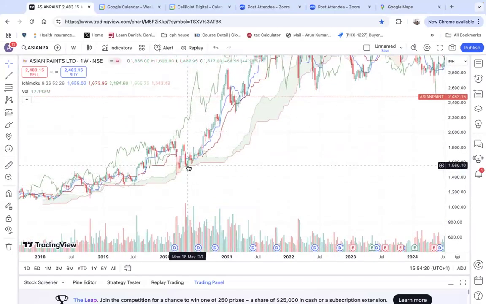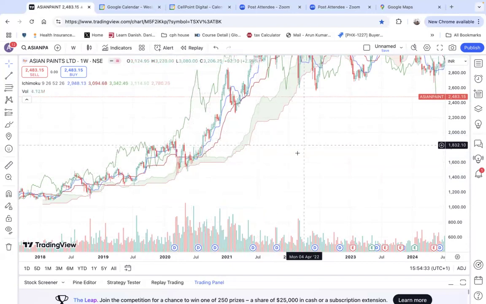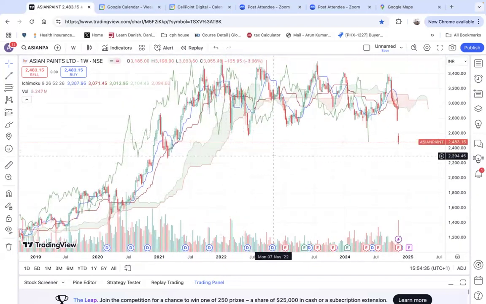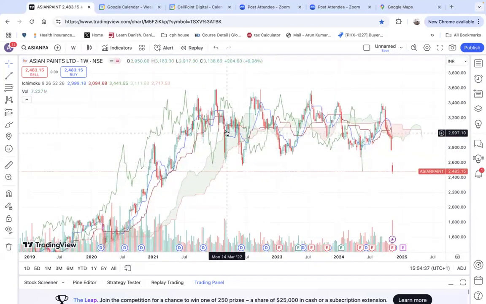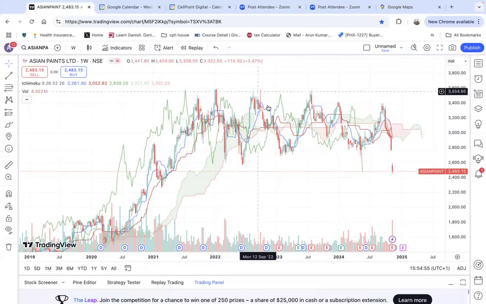From 2020 onwards, this is bullish, goes up, and everything is above the cloud. Now here it took support. In March 2022, it took support of the cloud and went up, but then it did not do a higher high. It did a lower high. So this is one bearish signal right in April 2022 itself. It went down below the cloud. So here is one bearish signal. Again, it's here.